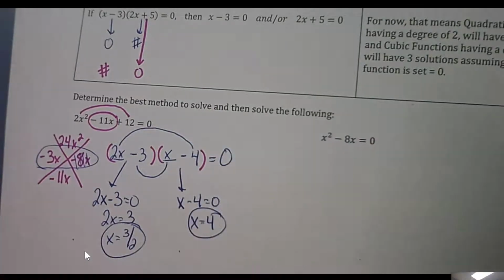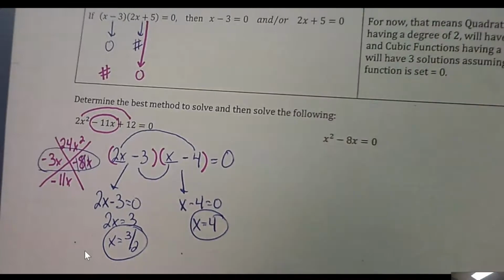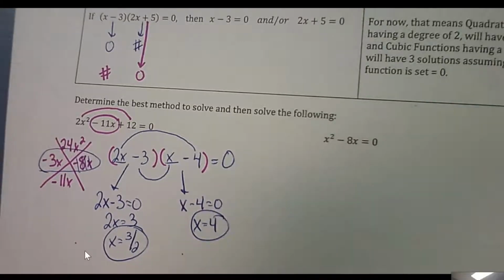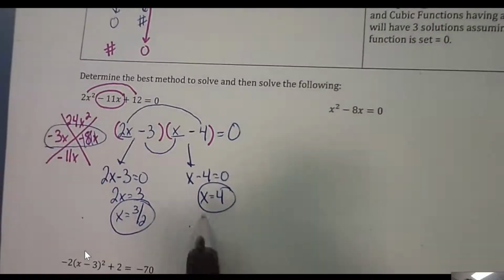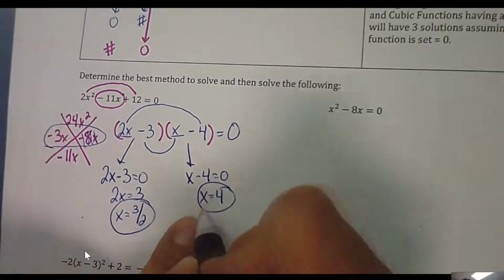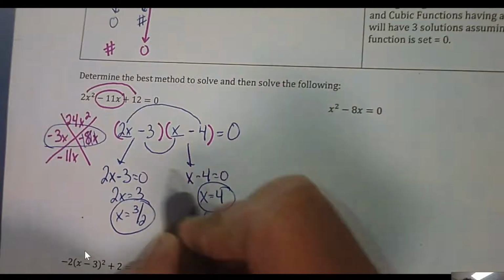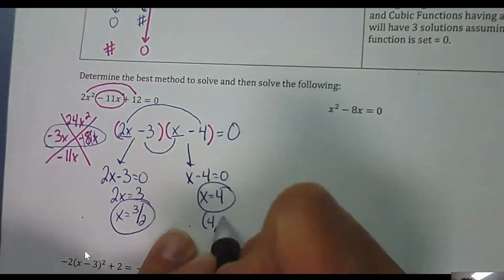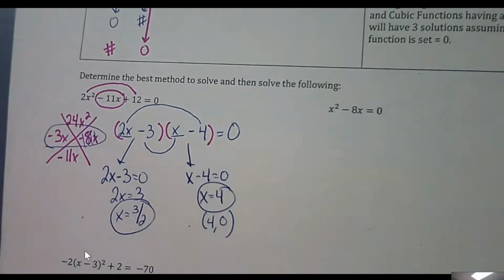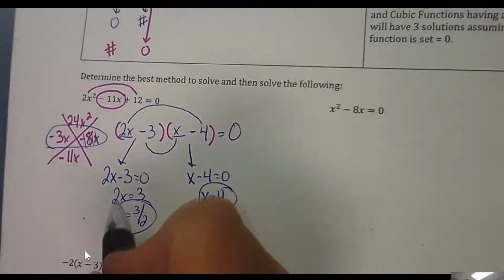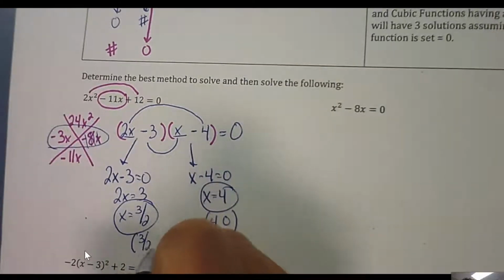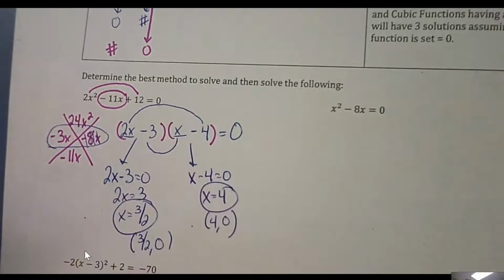Okay? So if you're watching this for the first time, one thing I didn't explain in class is that not only are we solving, but we're actually seeing where our graph intercepts the x-axis. Because if I put x in here, x is 4, and if I do the math, I get 0 as my answer. And that means I found an x-intercept, (4, 0). And if x is 3 halves, and I do the math, I get y to be 0.